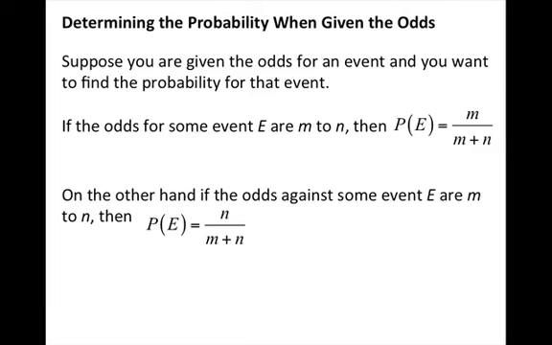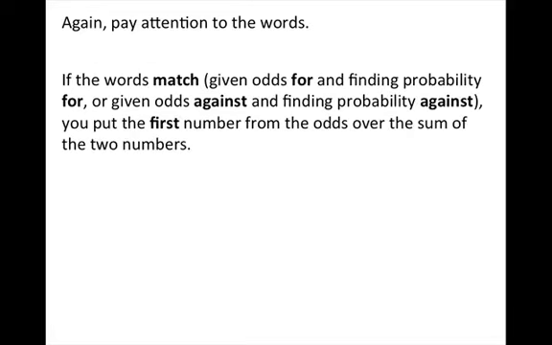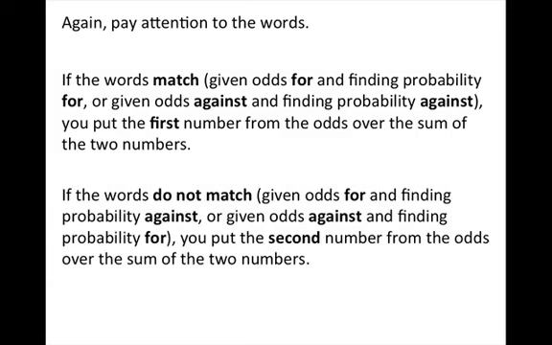You've got to pay attention to the words. If the words match, if I'm given the odds for and I'm finding the probability for, or if I'm given the odds against and I'm finding the probability against, I put the first number from the odds over the sum of the two numbers. If the words do not match, so if I'm given the odds for but I'm asked for the probability against, or if I'm given the odds against and I'm asked for the probability for, I use the second number from the odds over the sum of the two numbers.